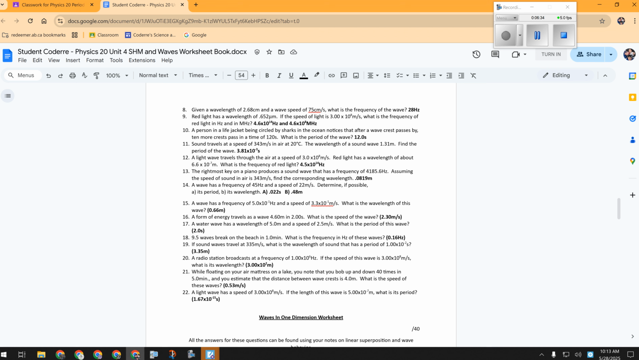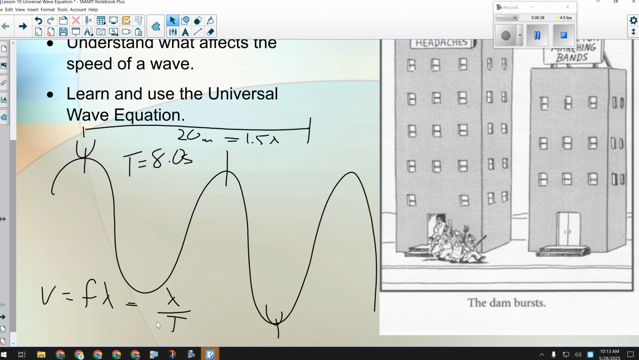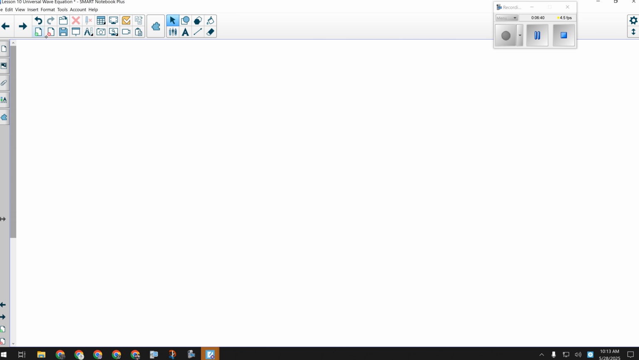Okay, now something else that probably came up yesterday, just to mention it. If you are dealing with sound or light, light waves are always going to travel at what speed? Light speed is on your formula sheet. It is 3.00 times 10 to the 8 meters per second.